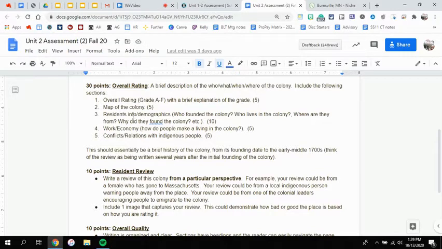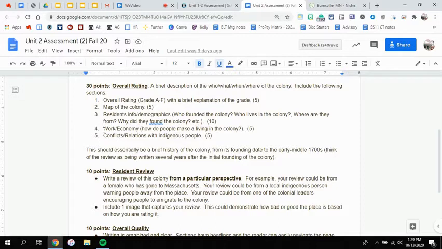I will see information and demographics about the people that live in that colony, the residents. So, who founded the colony, who lives there, where did they come from, why did they found their colony, etc. So, if you picked Massachusetts, you would talk about the Puritans and the Pilgrims and when they came there and why they were pursuing religious freedom and so on, right? You're going to tell kind of the story of that place.